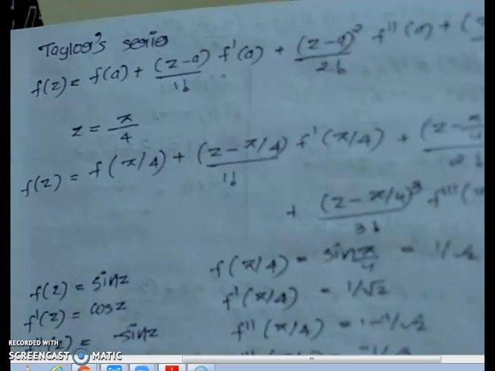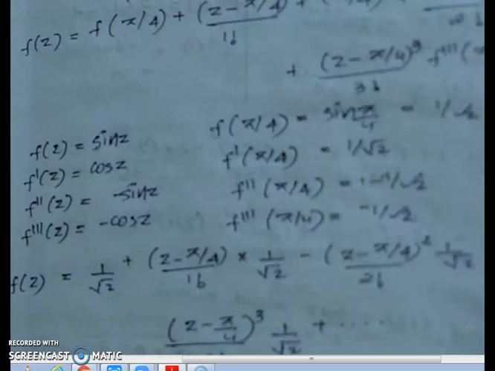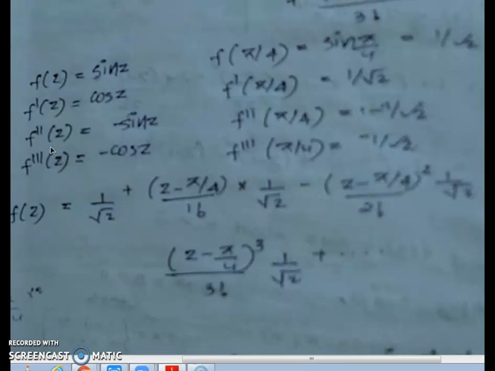About the point pi by 4, instead of a you have to take pi by 4. Then you can differentiate: find f of z, f dash of z, f double dash of z, f triple dash of z. Then you can find them at the point pi by 4. Sin pi by 4 is 1 by root 2. Cos pi by 4 is also 1 by root 2. If you have minus, then minus sin pi by 4 is minus 1 by root 2. Instead of z you have to take pi by 4 and write the value.